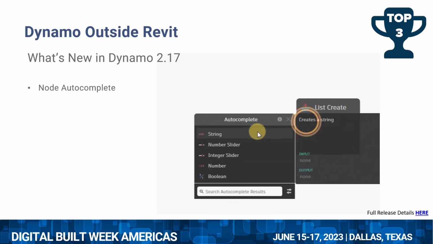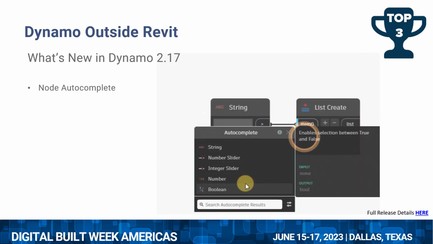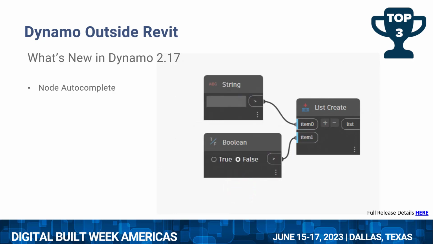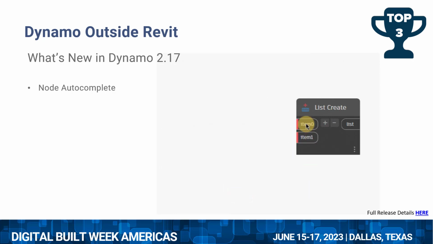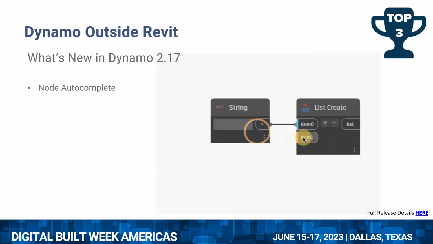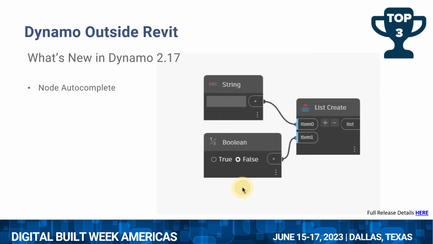Now with the old node suggest, it would just say that this node will take a variable and it would give you a list of all the variables you could use. What this does is it actually predicts, it uses machine learning to say what are the popular predictions for this particular input.